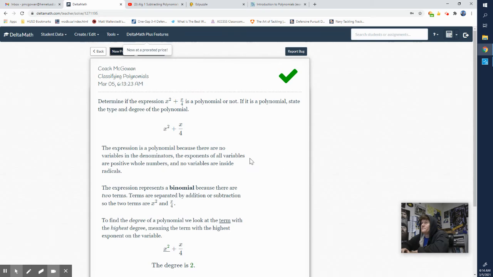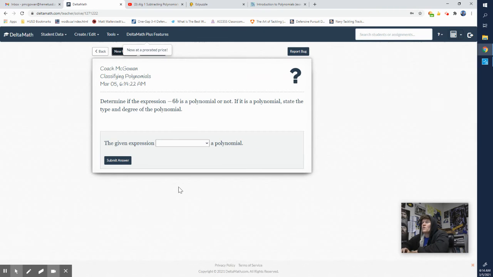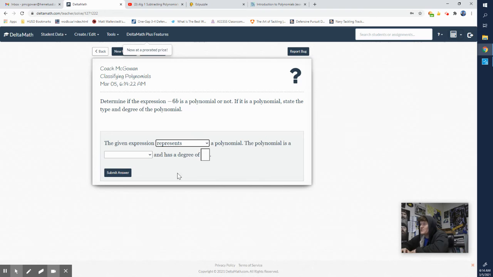Let's try another one. Negative 6b, polynomial or not? Looking at the exponent, it's an invisible 1. It's positive, so that means this is a polynomial.